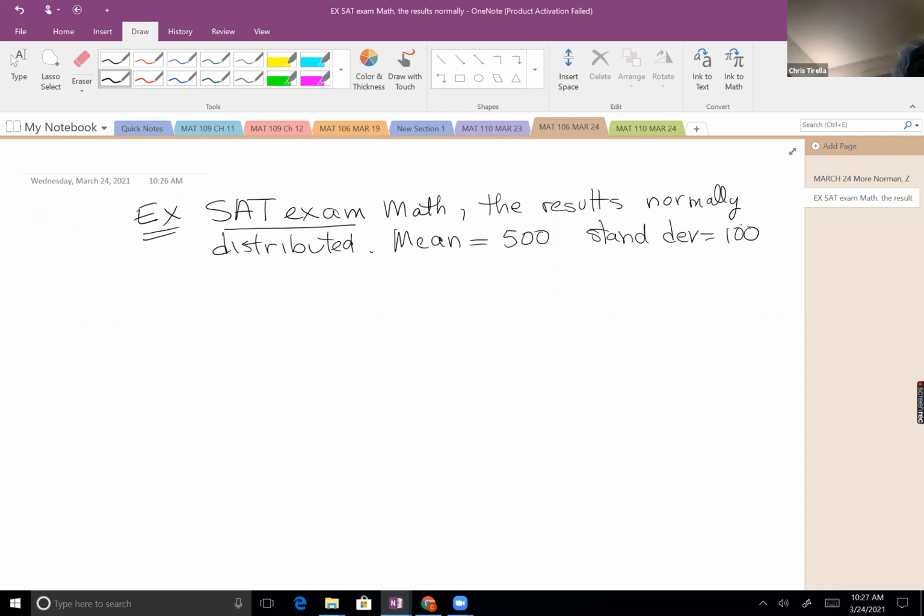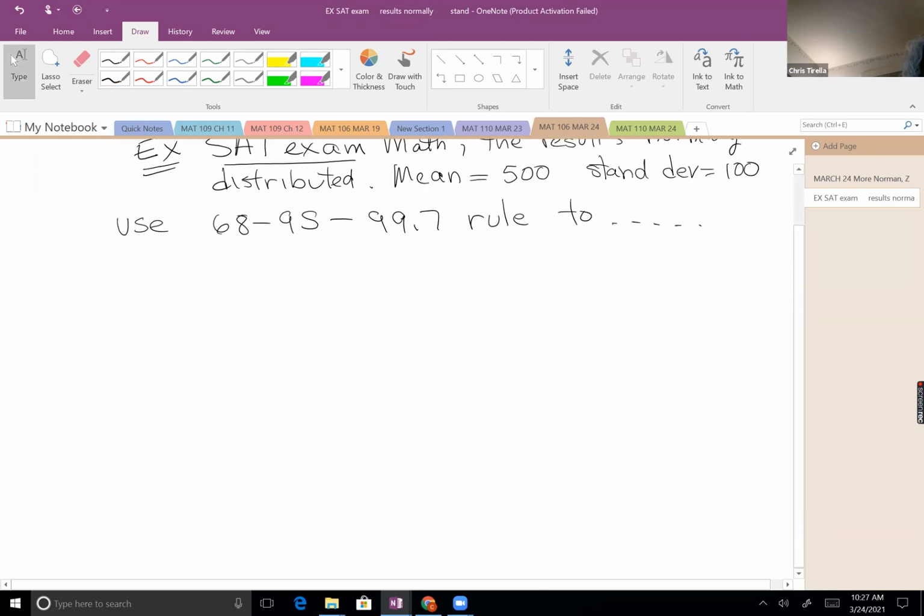That's consistent. So now let's go through and let's use the 68, 95, 99.7 rule to find a whole bunch of things. And whenever I hear those words, I draw my bell curve.